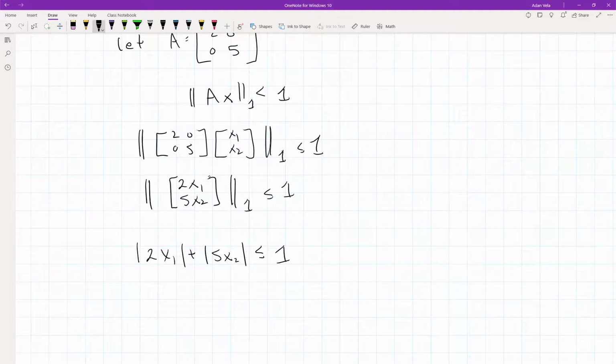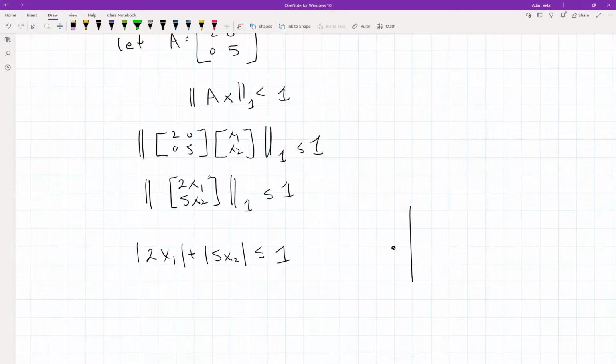Okay, let's see how this affects it. Because it's a diamond and we know the shape of the L1 norm, all we have to deal with is the endpoints, the caps. So let's start by saying if x2 is 0, what's the biggest x1 could be? What are the x and y intercepts? In this case, when x2 is 0, x1 can only be 1/2.